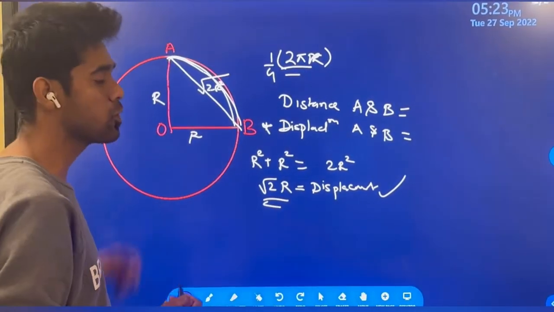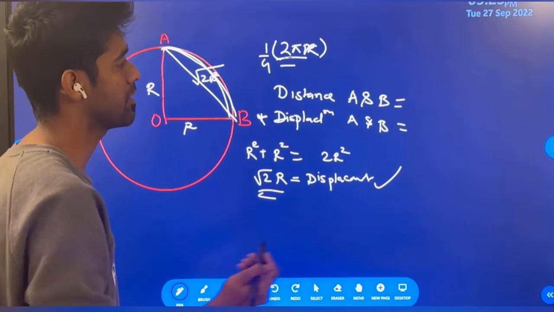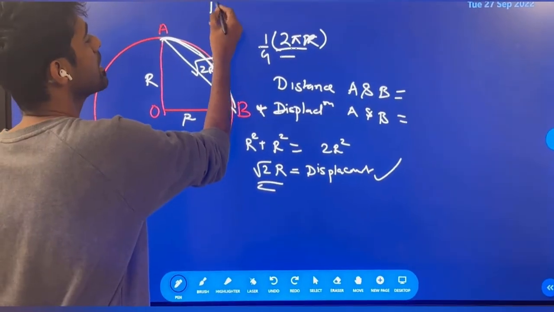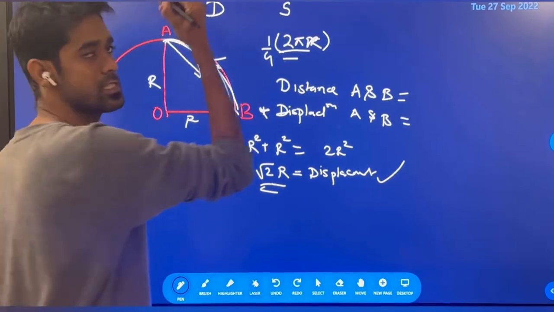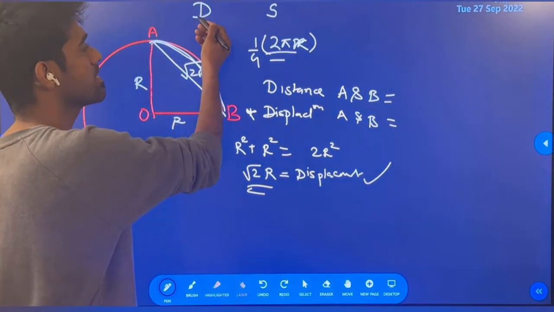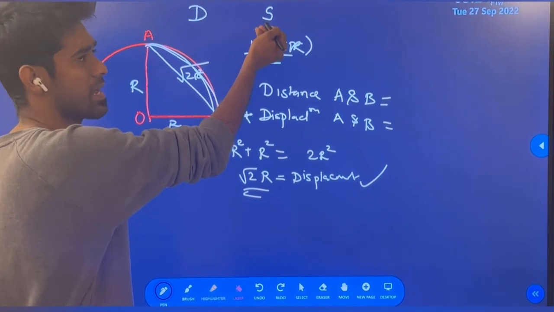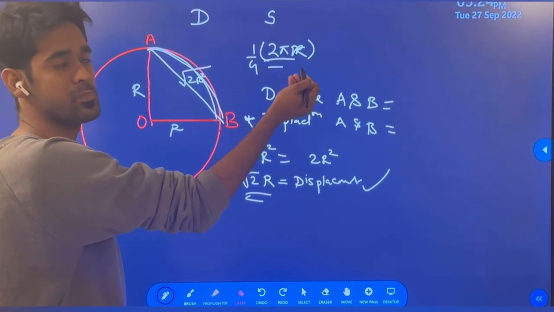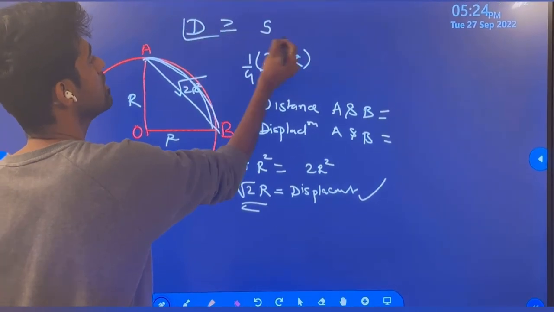Now I want you to do one thing for your homework. Whenever you are sitting, think about what can be the relation between distance and displacement. I'll just give you a clue: distance is probably always greater than or equal to displacement. So now try to find out the relation.